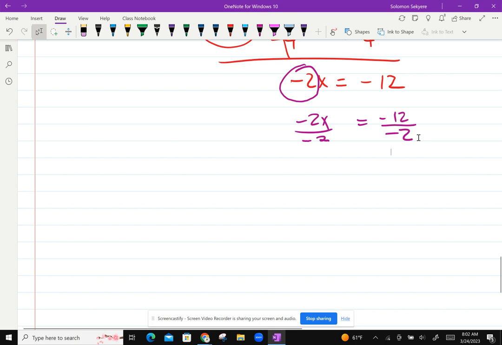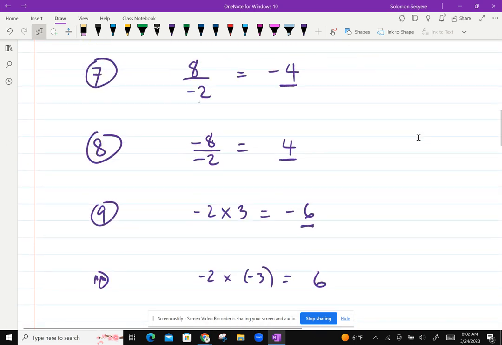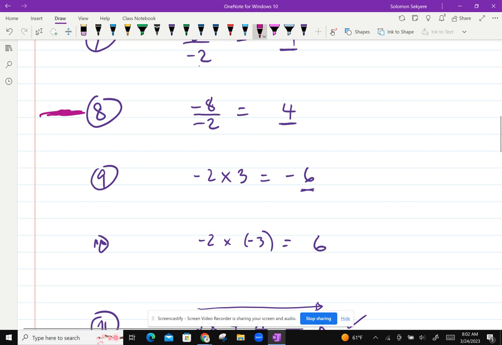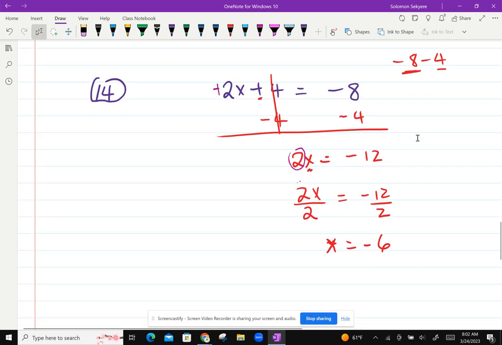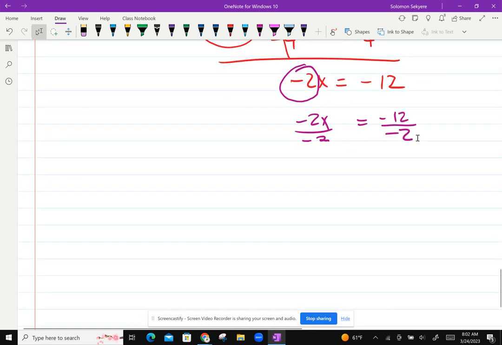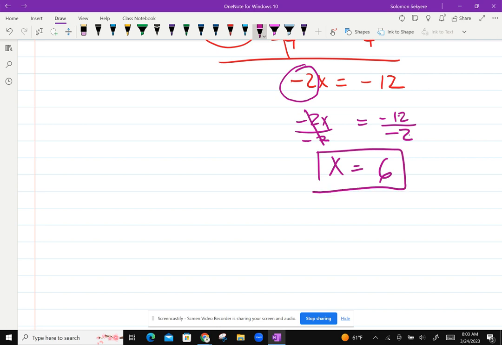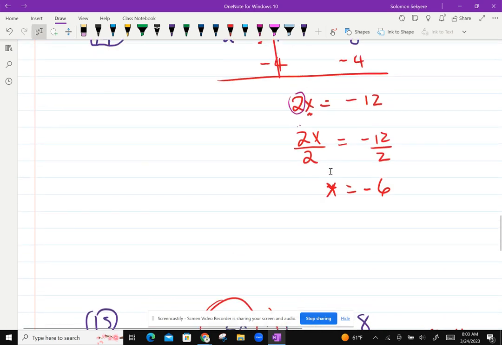See that? What did I tell you up here? When you divide two negative numbers, you get positive. So pay attention. Okay, rewind this video here, go back and then review it. So now if I divide negative by negative, I'll get positive. x equals negative 12 over negative 2 is positive 6. That's your answer. Okay, so practice all these questions.